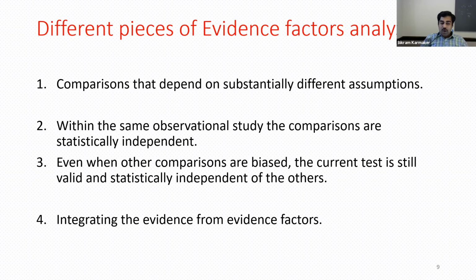So these will be my 4 points, but I'm now going to start talking about points number 2 and 3, because those are sort of technical questions. The technical question is: is it possible in a single observational study that's testing a hypothesis to create comparisons that are independent of one another in a meaningful way? And is it possible to create comparisons where one of them can be biased and still be independent of an unbiased comparison?